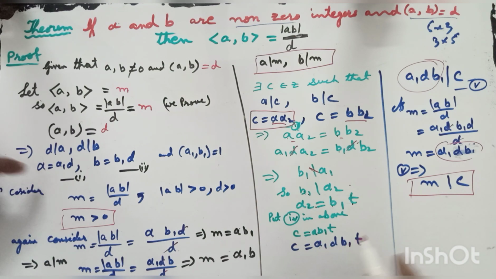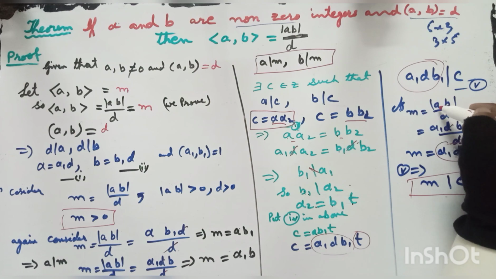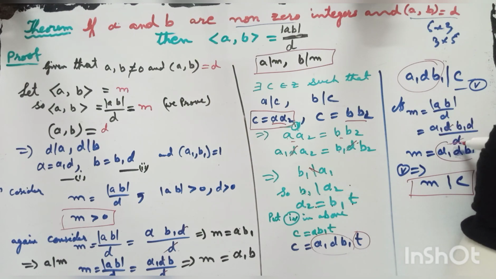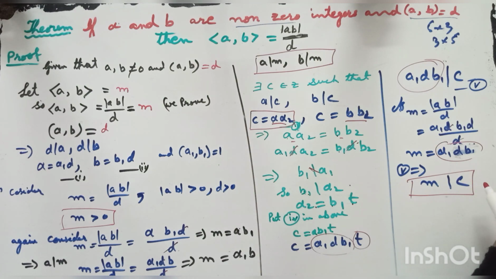As I know, this is a multiple and these are its factors. This is one factor, this is another factor. So this must divide C. As I see that M is equal to AB over D, if I plug in the value of A and B in this, I cancel D and D. This becomes equal to M. So M divides C. This completes our proof.